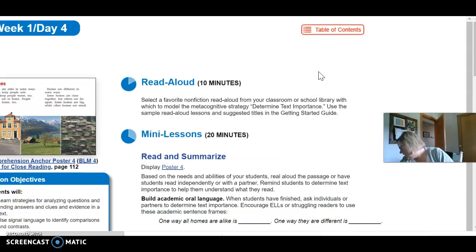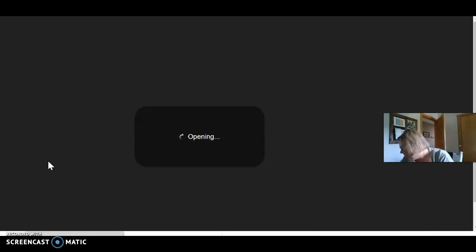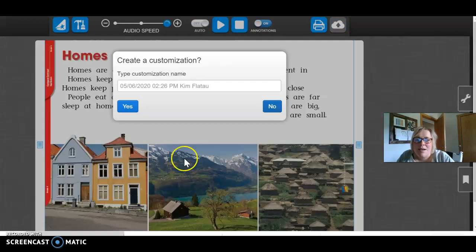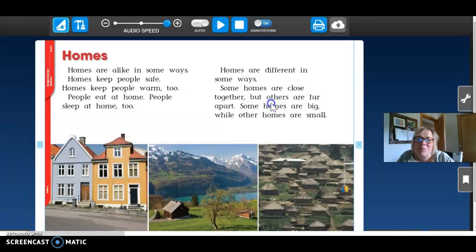So this is the poster Homes, and on your calendar for the week, it is for Thursday, May 7th. And we're still working on comparing and contrasting, and then you also have a page of comprehension questions in your packet to answer for this one.